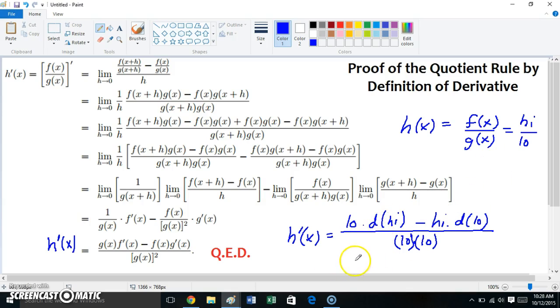All right, you could also do that with up and down. Up being the numerator, down being the denominator. You could say down d up minus up d down over down down.